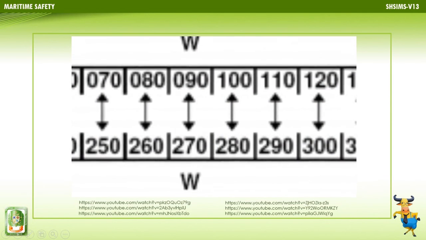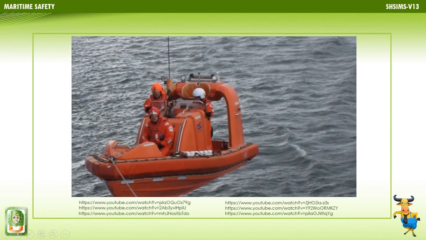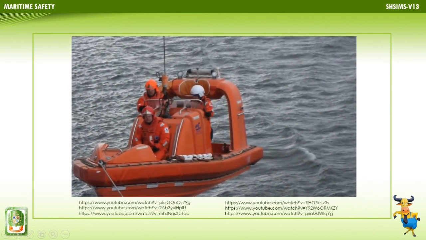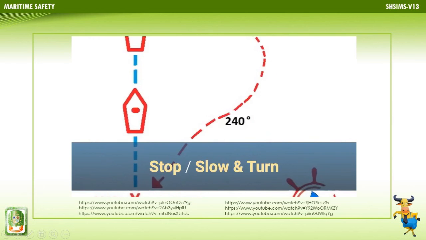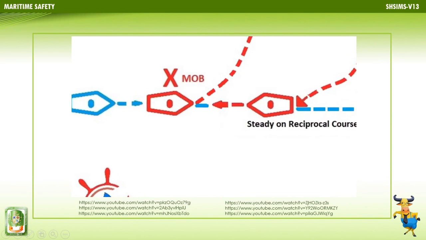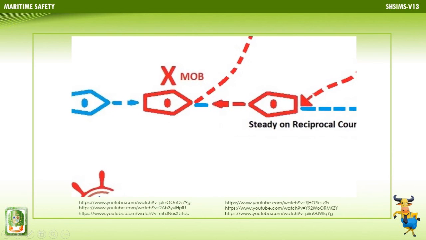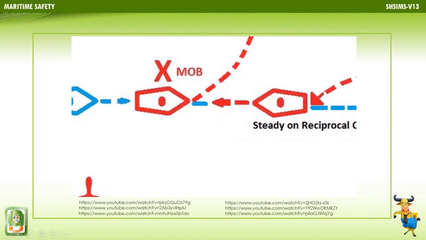Methods for turning. This module describes 3 commonly used methods that can be used to turn a vessel back towards a man overboard. Williamson turn. Simple turn. Stop, slow and turn. The Williamson turn was developed primarily for large vessels, whose turning circle was such that the man overboard would almost certainly be out of sight by the time the vessel had turned around.